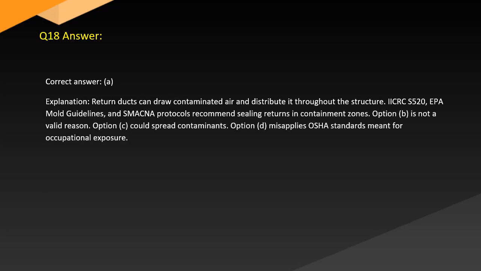Correct answer: A. Explanation: Return ducts can draw contaminated air and distribute it throughout the structure. HVACR, EPA mold guidelines, and SMACNA protocols recommend sealing returns in containment zones. Option B is not a valid reason. Option C could spread contaminants. Option D misapplies OSHA standards meant for occupational exposure.